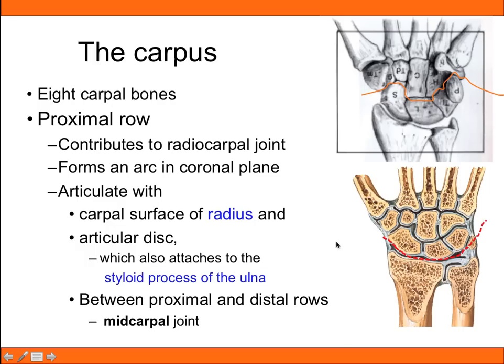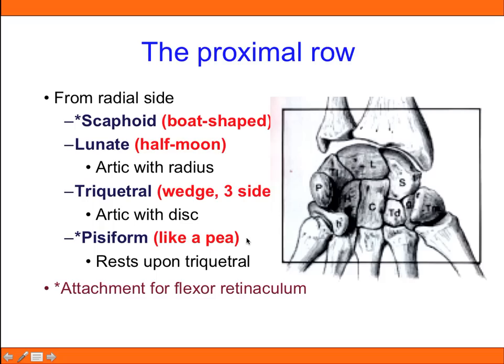Okay, cool. Now there's also a joint between the proximal and the distal carpal rows, and we refer to this as the mid-carpal joint. And lots of flexion and extension occurs at the mid-carpal joint, so it's important for us to have a solid articulation there.